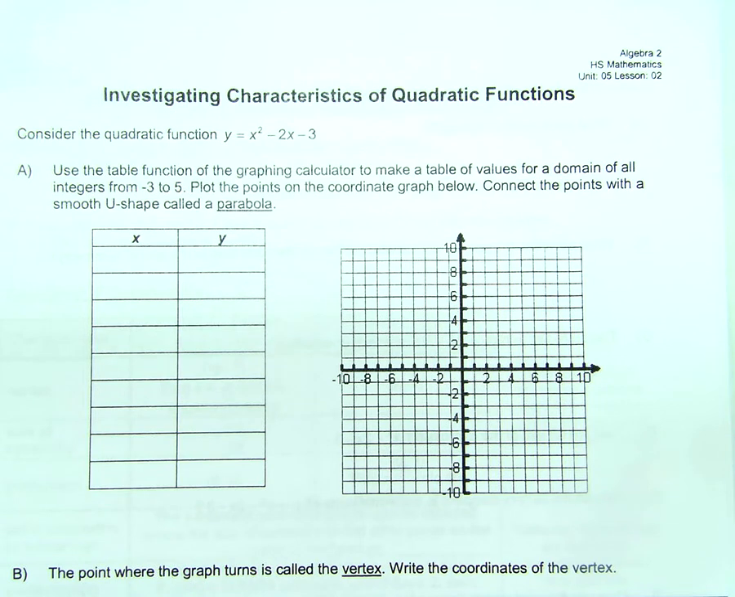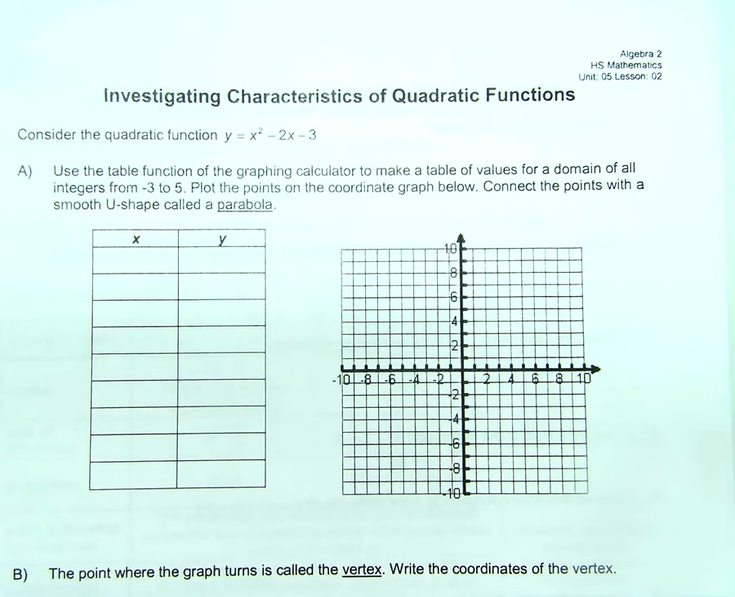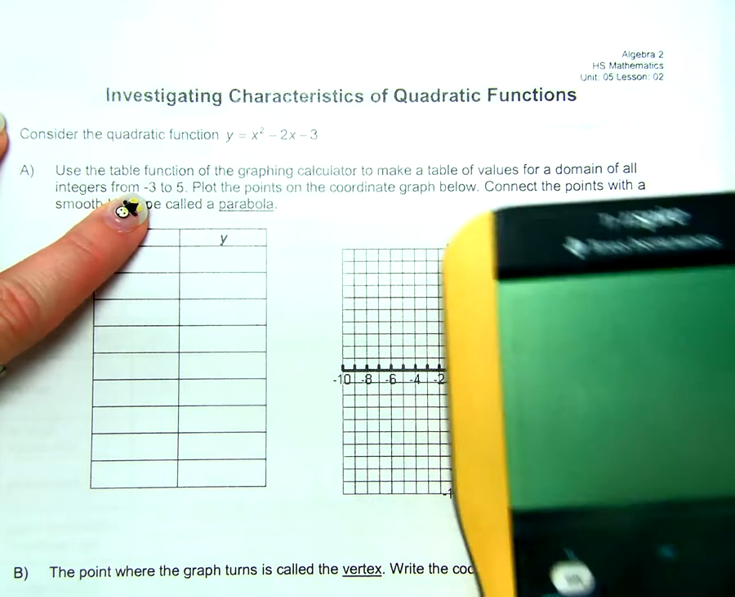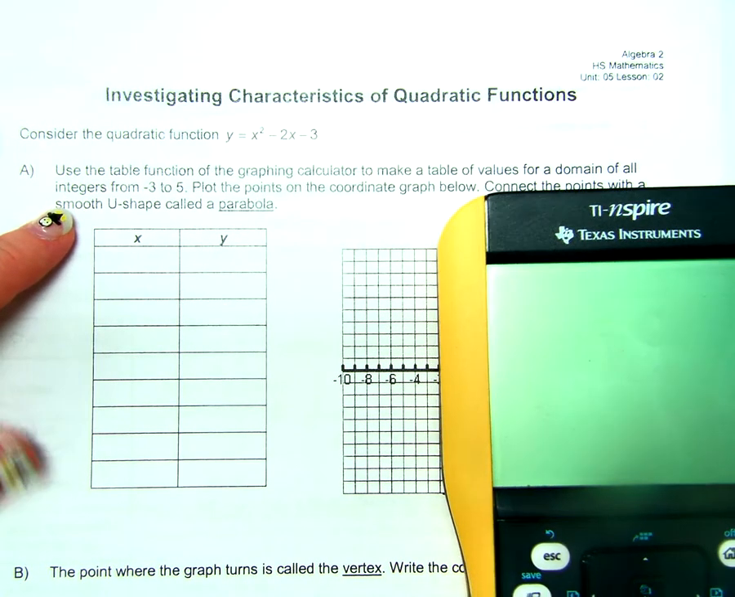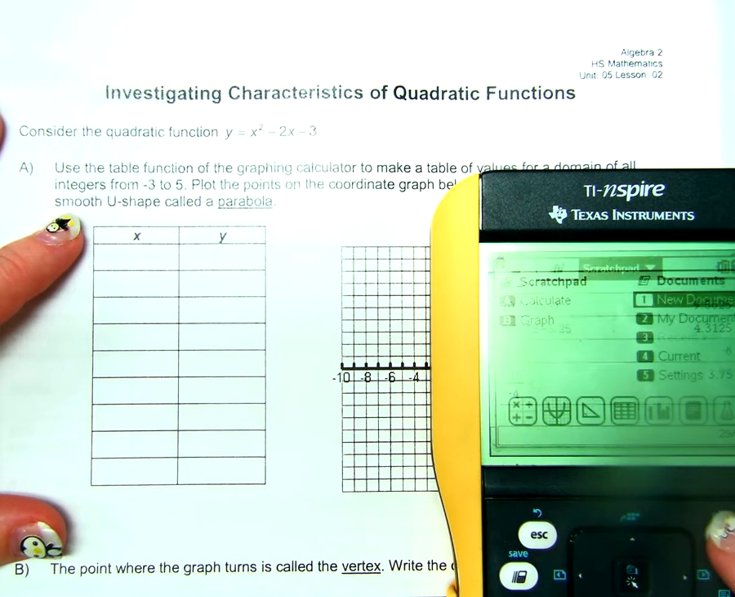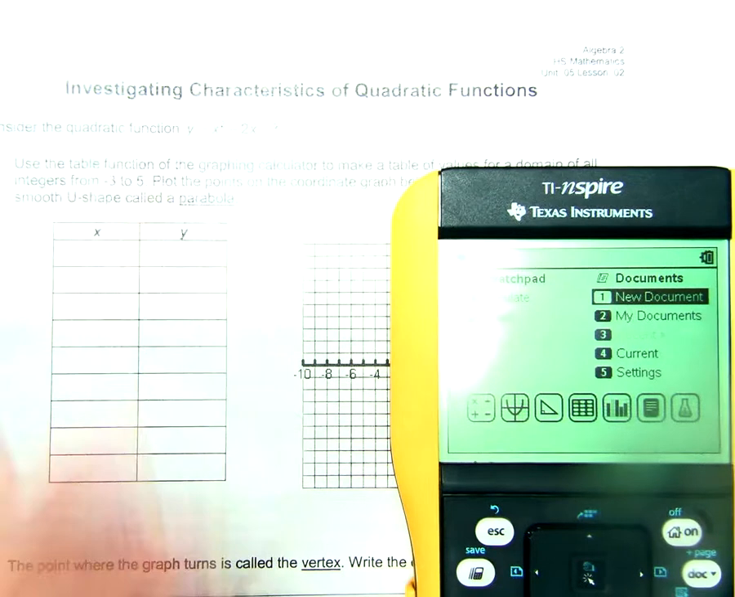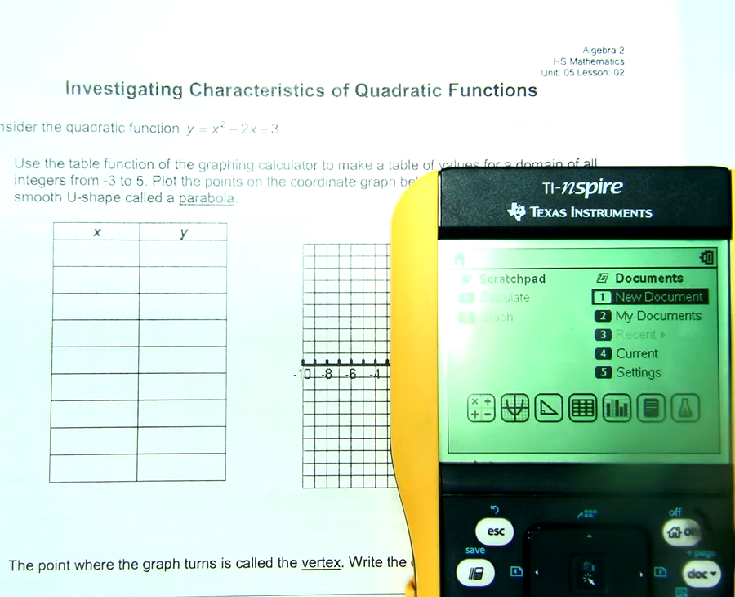Okay, consider the quadratic function. Use a table function of a graphing calculator to make a table of values for a domain of all integers from -3 to 5. What the heck does that mean? Use the table function. Okay, we got our calculator, right? So we need to turn it on. We need to go home. Not actually go home, because we already had that discussion. But press the home button.